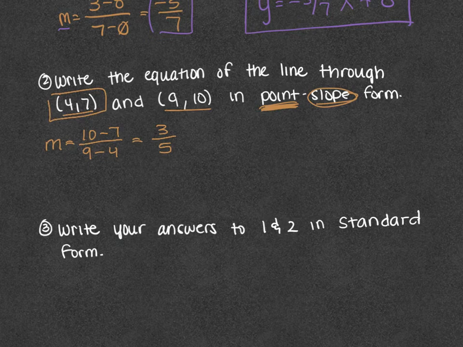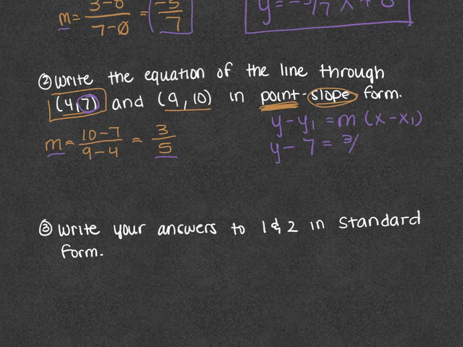So we have the equation y minus y1 equals m times x minus x1, and we're going to plug these in. So we have y minus my y value of the point, which is 7, equals m, which is 3/5, x minus my x value, which is 4.